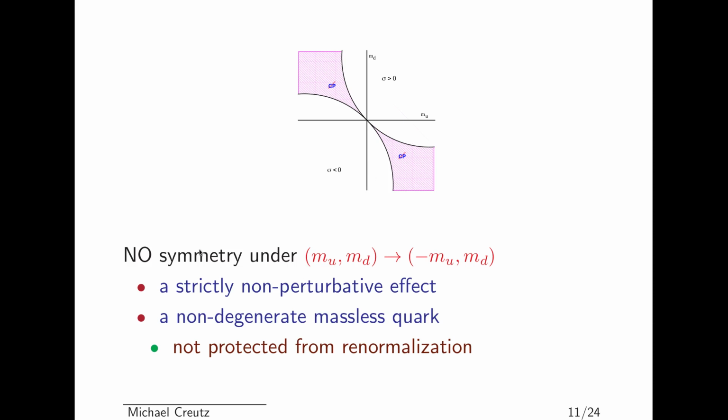In particular, there is no symmetry under flipping just the sign of one of the quark masses. I take an up quark mass and minus up quark mass. I go into this crazy phase. This is a strictly non-perturbative effect. A non-degenerate massless quark, there is no protection from renormalization.